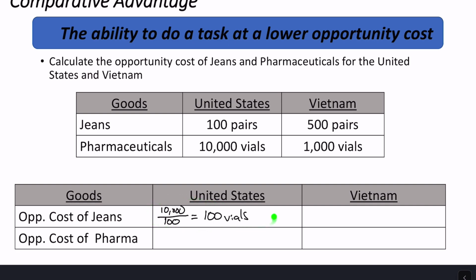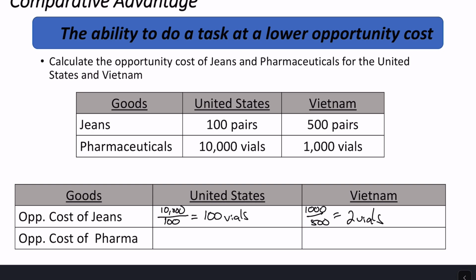The way you want to interpret this 100 is that every pair of genes produced in the United States, they have to give up 100 vials of pharmaceuticals. That's the trade-off or the opportunity cost. In Vietnam, we can do the same numbers. Our number of vials would be 1,000 divided by the 500 pairs of genes. And so our opportunity cost would be 2 vials. For every pair of genes produced in Vietnam, they have to give up 2 vials of pharmaceuticals.